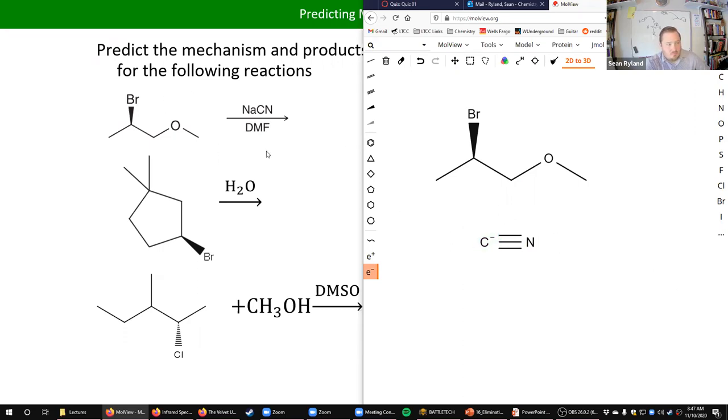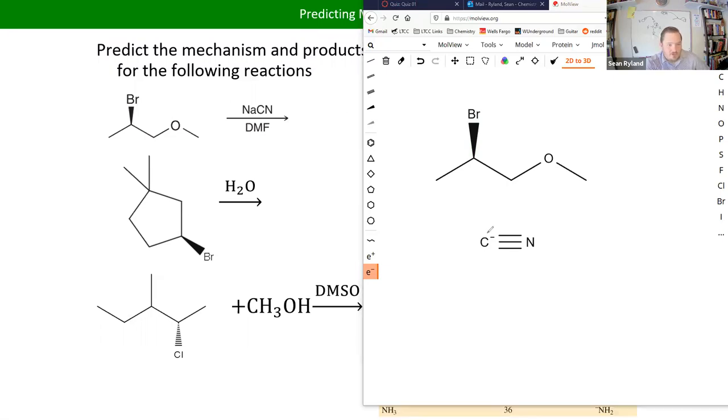So aprotic solvent, strong nucleophile, second good leaving group in bromine, all point to SN2. And if we wanted to draw the mechanism, we would draw the lone pair here, coming in and attaching, but we have to make room for it. So the bromine leaves, takes the electrons with it.